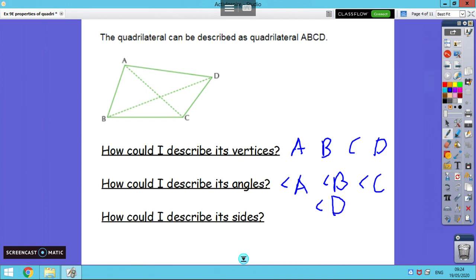How could I describe its sides? So this side here would be side AB. This side here would be side AD. Remember, I quite like them to be in alphabetical order. Let's think about the other ones. BC is another side, and CD is also another side. So this is very similar to what we talked about with the triangles. Okay.